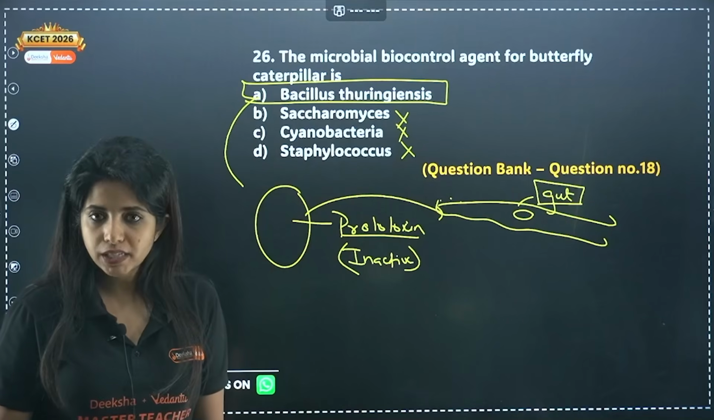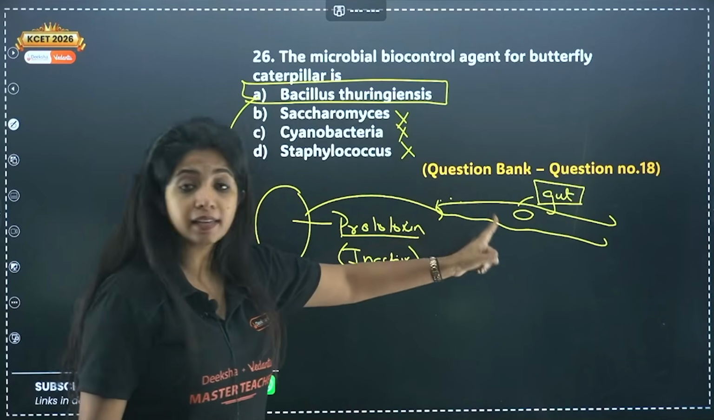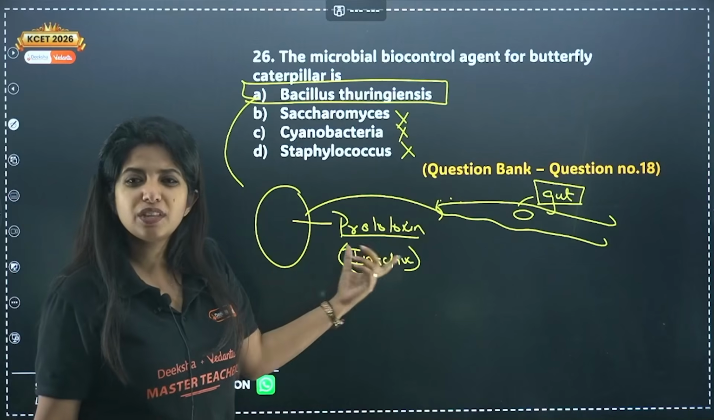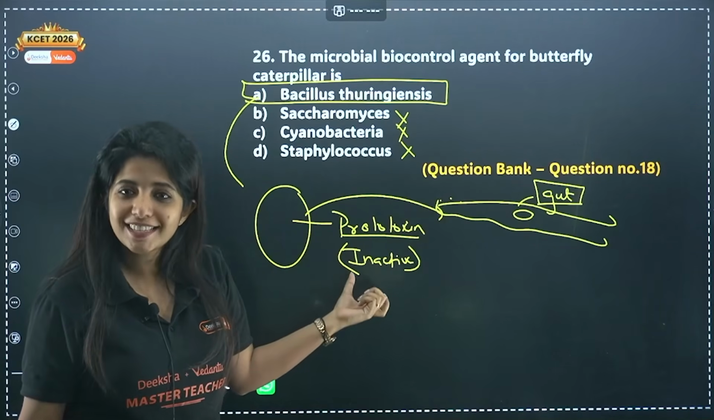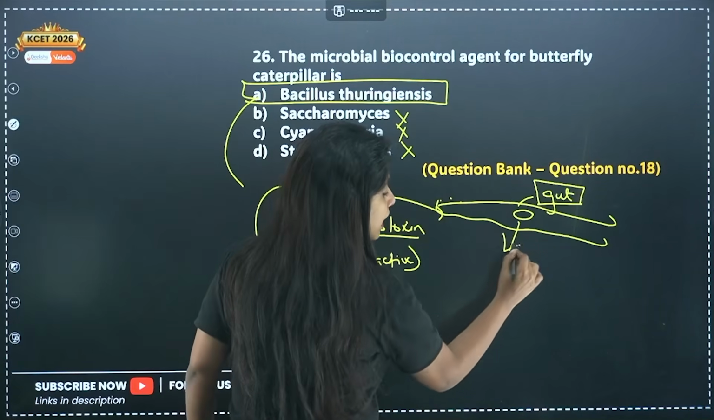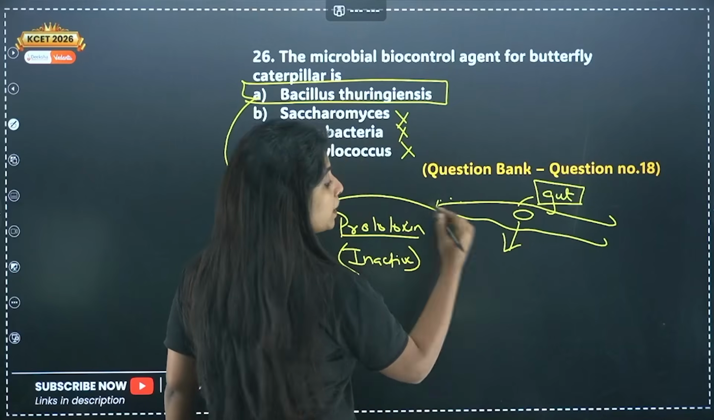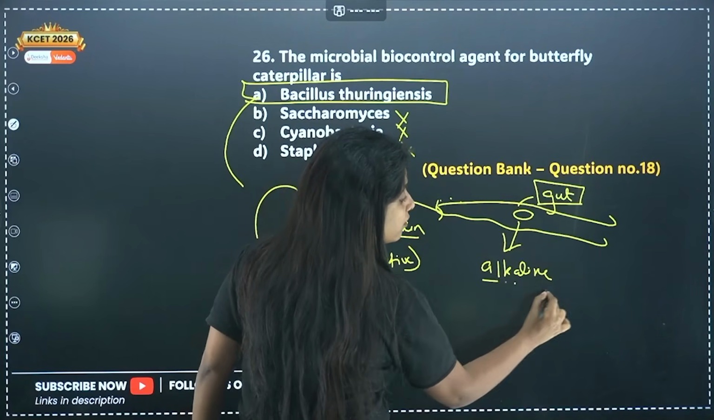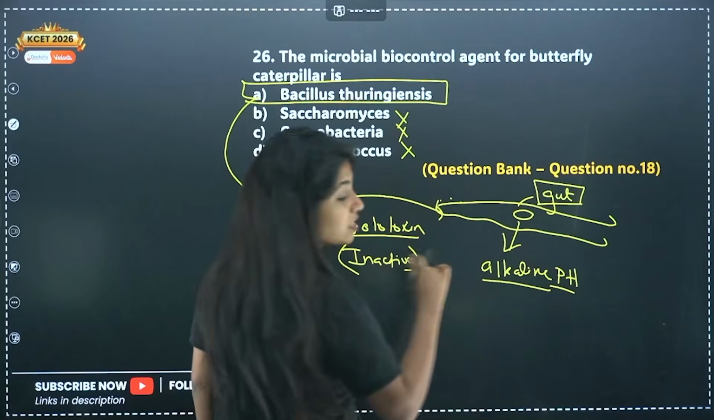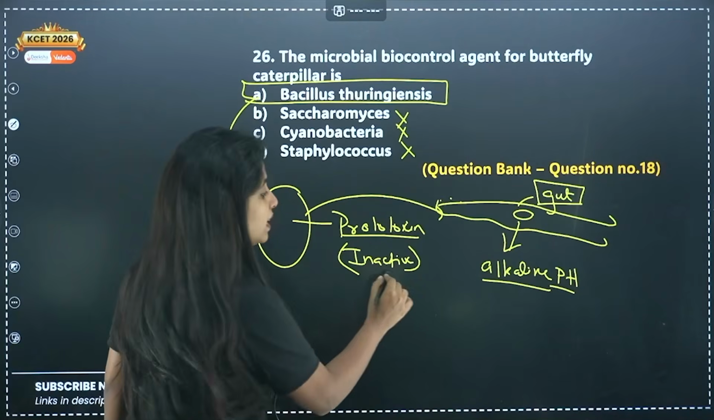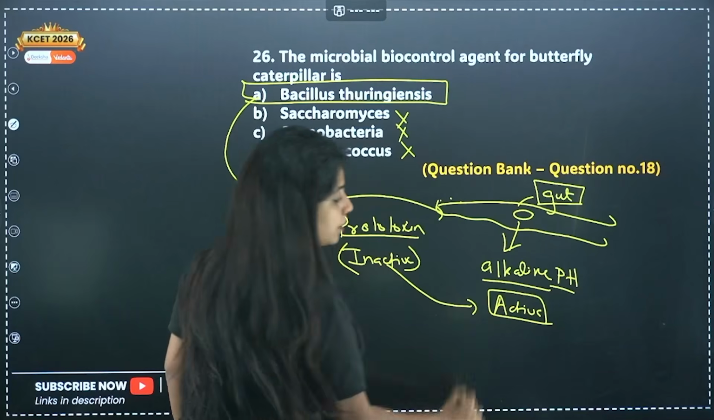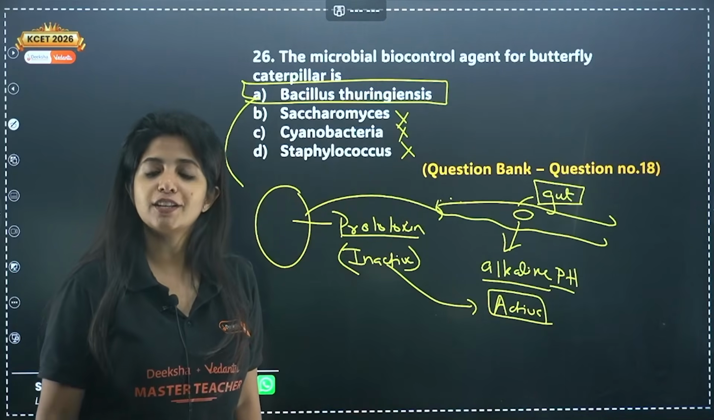When it is inside the gut of this organism, what will happen, my dear children? Does anything happen to the inactive toxin out there? Yes. It gets the condition for becoming active. Here in the gut of the organism, you have alkaline pH. There is a basic pH, which is why the inactive toxin becomes active in nature.